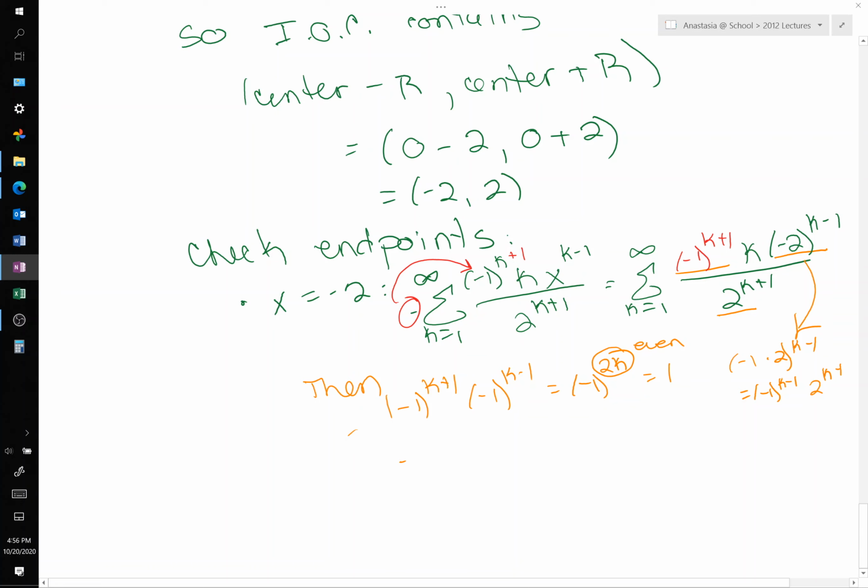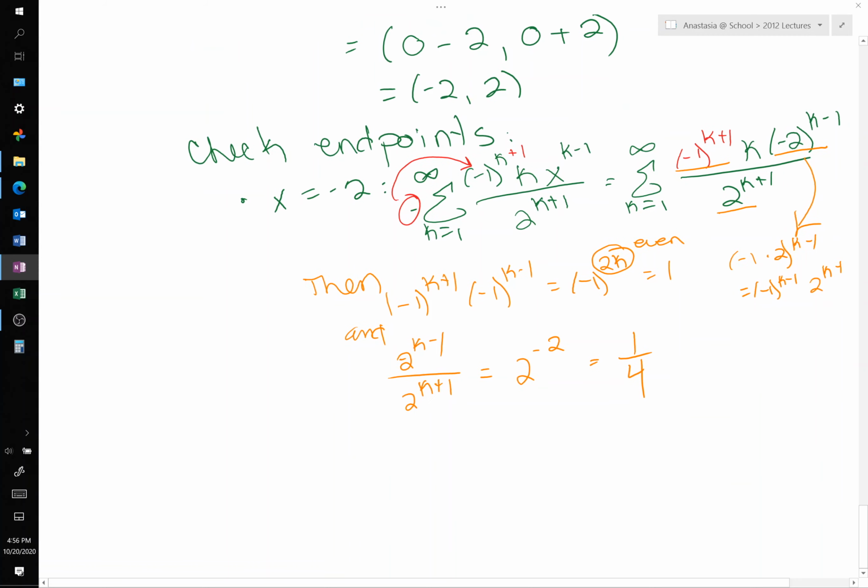And we have a 2 to the k minus 1 divided by a 2 to the k plus 1. Now, since we have the same base and we're dividing, we will subtract our exponents. So we end up with 2 to the -2, or 1/4.